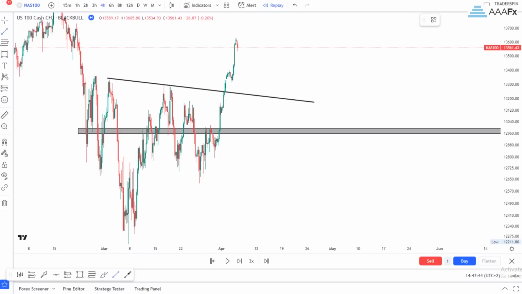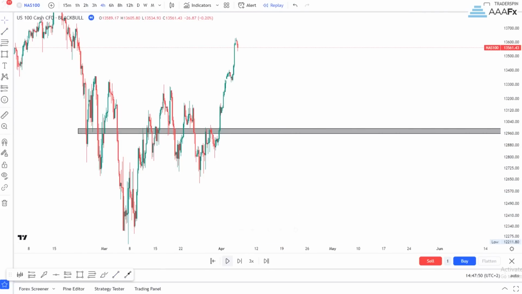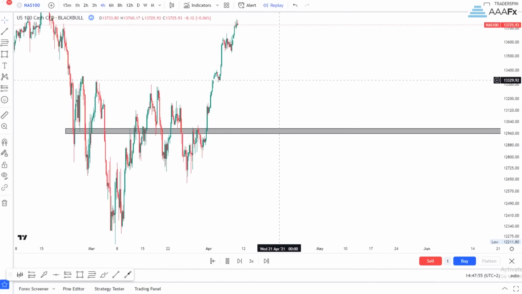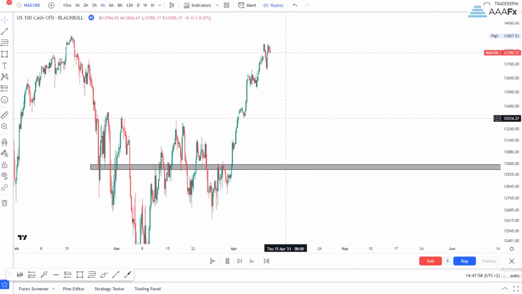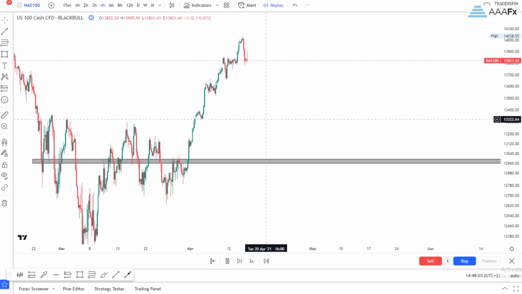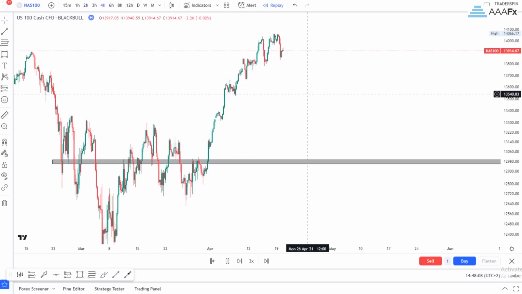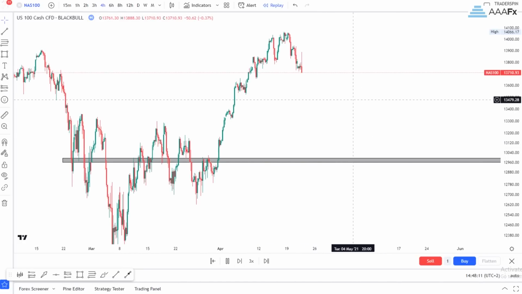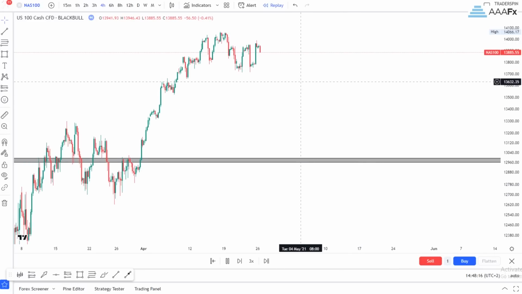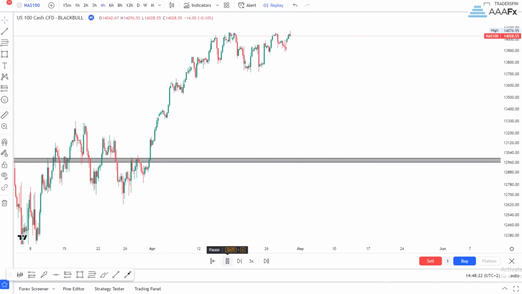You can see here that this is my consolidating structure. Let us look at what price then did. Let us see if it did come back here. Okay, it is still playing around. Okay, there it falls. There it goes, it is promising to come back down. Let us just wait for it.